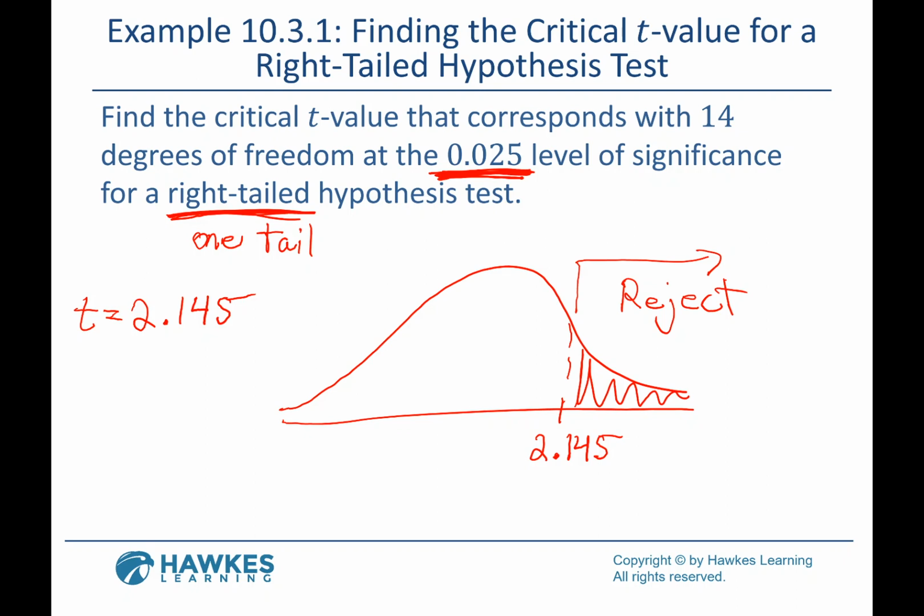So we just put our critical T on there. And since it's right-tailed, anything to the right of that's our rejection region. If it was left-tailed, anything to the left of our critical value would be our rejection region. If it's two-tailed, we have plus and minus we have to worry about.